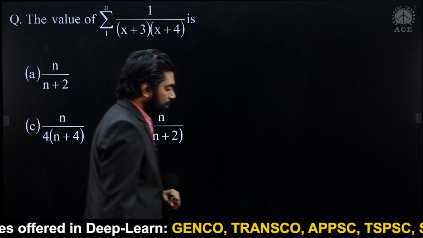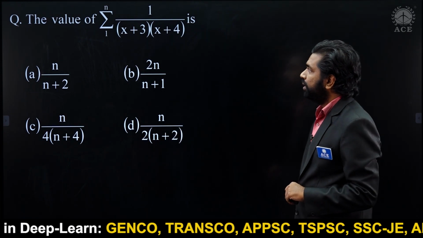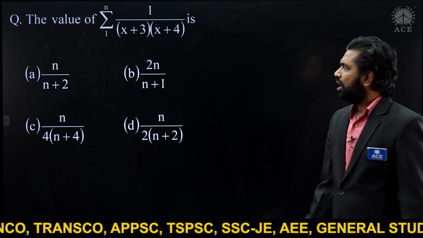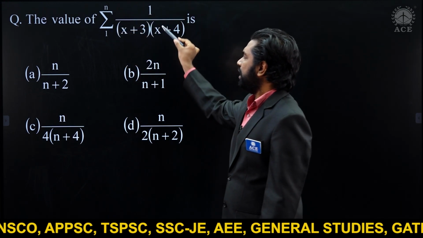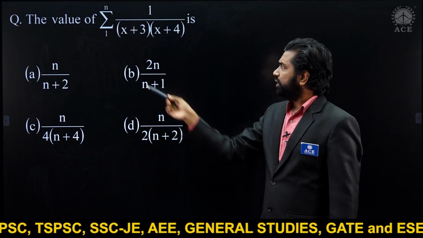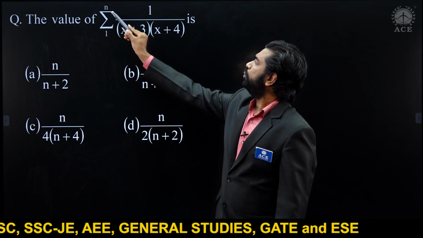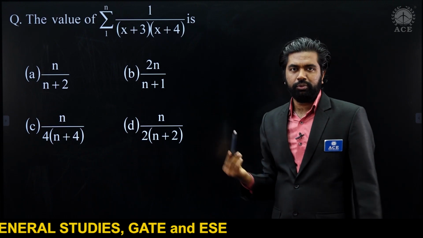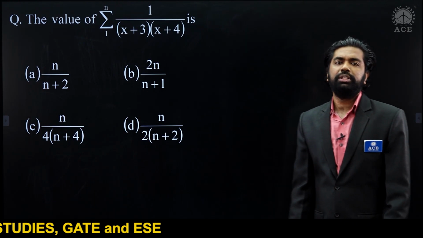Have a look at this problem. What does it say? It says the value of this summation is dash. How do you read this? I read it like this: the summation x from 1 to n of 1 by x plus 3 into x plus 4. This is what we are supposed to simplify.